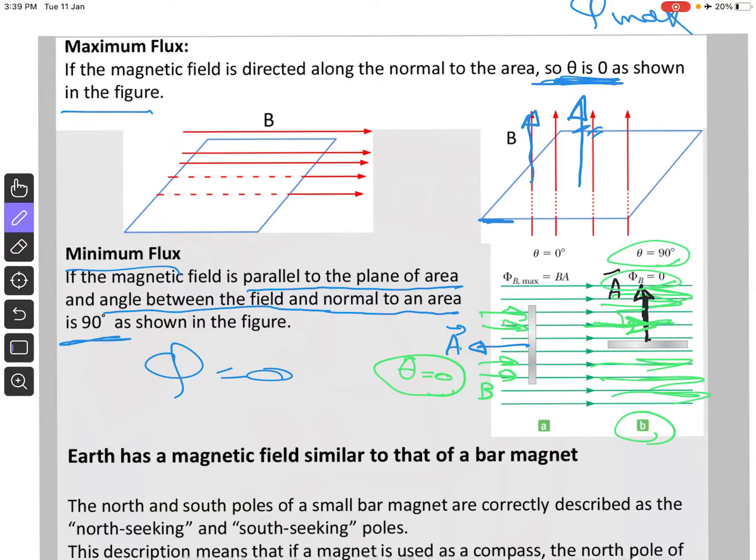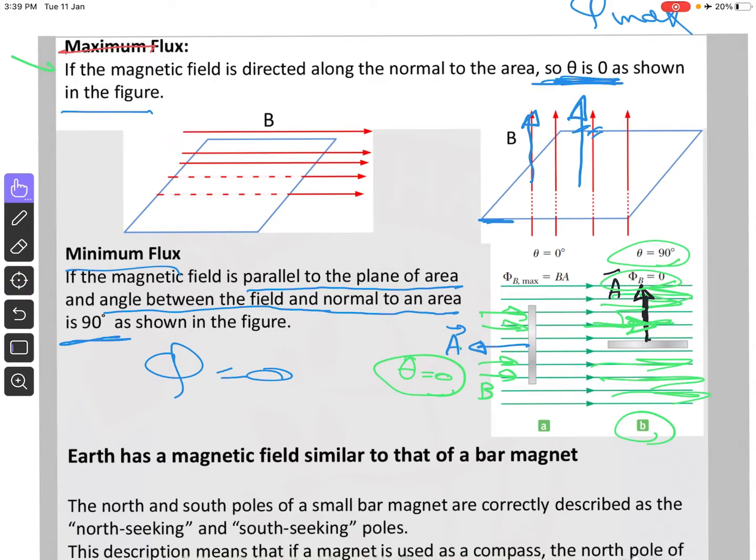I hope you understand the magnetic fields, and you have to know that if the angle between the plane of the area or area vector and the magnetic field is equal to 0, in that case you're going to have a maximum amount of flux. If the angle between the magnetic field and the plane of the area, or we can say area vector, is equal to 90 perpendicular, the flux will be equal to 0. I hope you understand again.